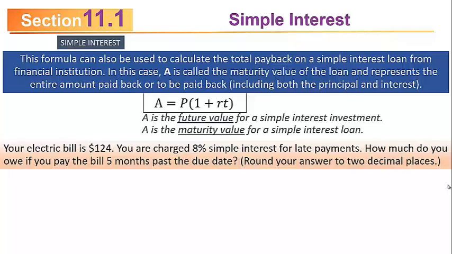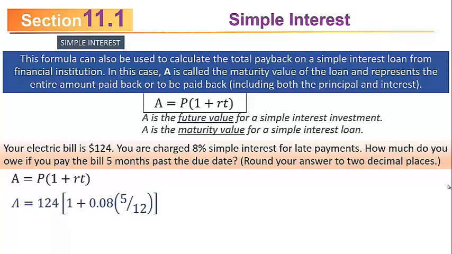And this one, your electric bill is $124. You are charged 8% simple interest for late payments. How much do you owe if you pay the bill 5 months past the due date and round your answer to 2 decimal places? Again, same formula.